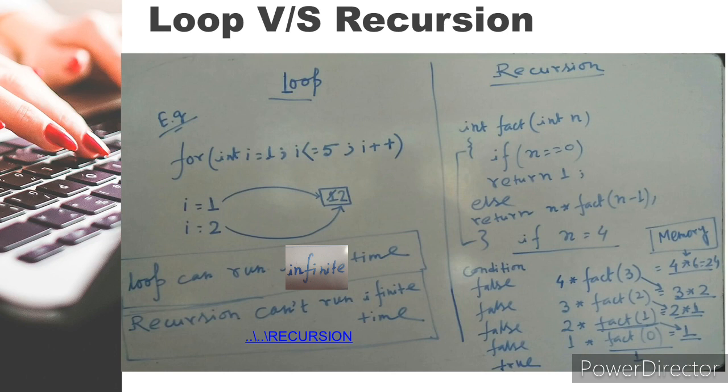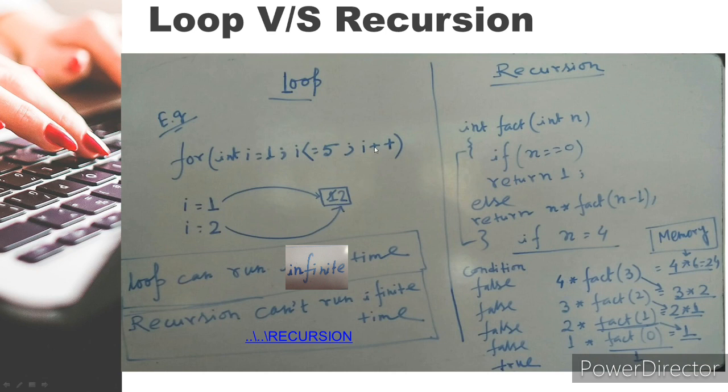Loops are used for iteration, and recursion is also used for iteration. But in a loop, I equal to 1, I less than 5, I plus plus. So when the value of I is 1, it uses one memory allocation. Let me assume that this square box is that memory portion. When the value of I is 1, this is 1.